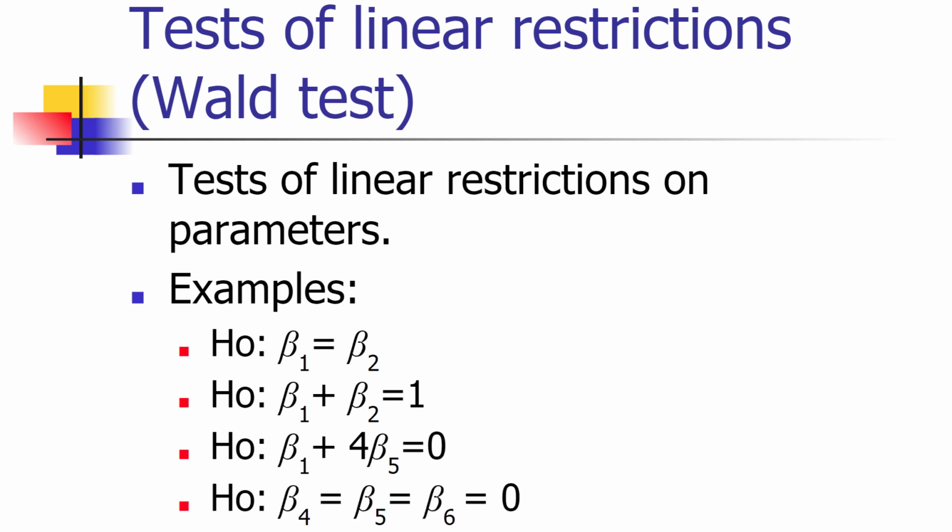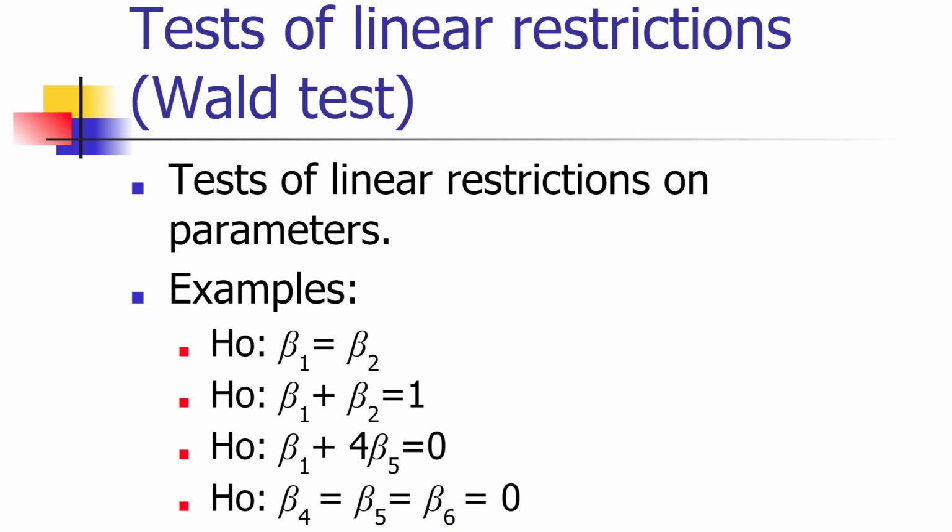One of the most common uses of the Wald test is to test whether a set of coefficients is 0. In this case, we're testing whether the variables x4, x5, and x6 jointly have any effect on the dependent variable.